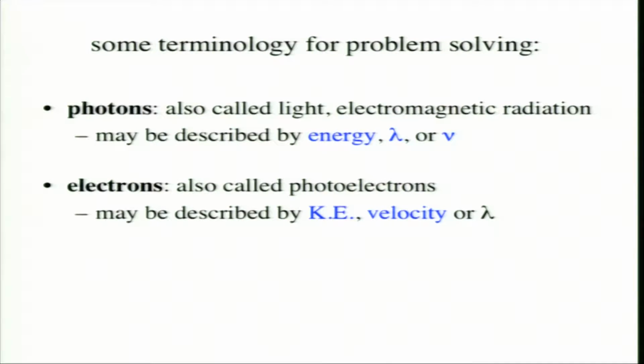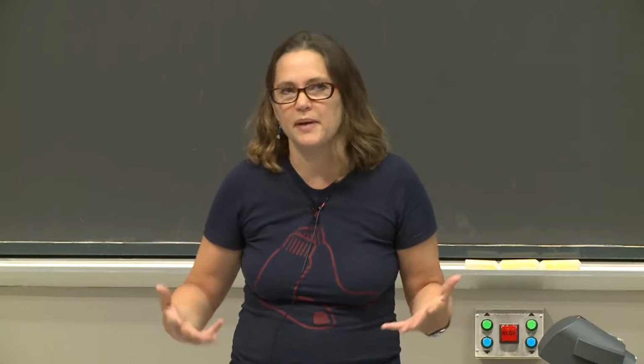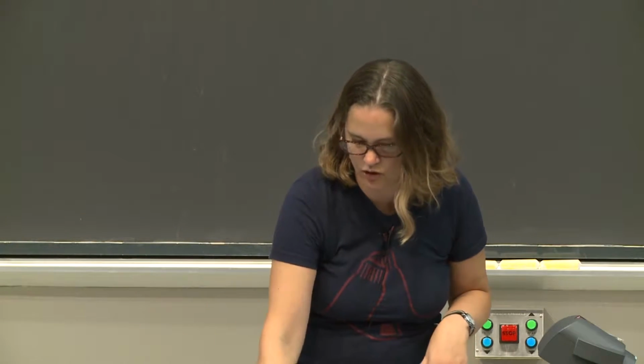Whereas electrons, which are sometimes also called photoelectrons, may be described by their kinetic energy, their velocity, and, as you'll see later, by their wavelength. So you'll be given problems where you're given different pieces of information. You have to think about how you're going to convert it. You've got to think about, am I talking about a photon? Am I talking about an electron?